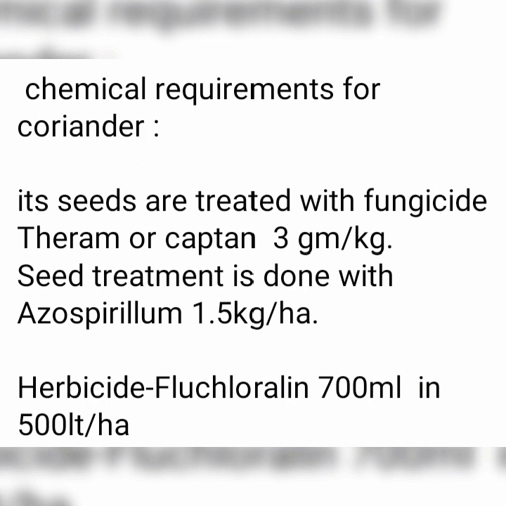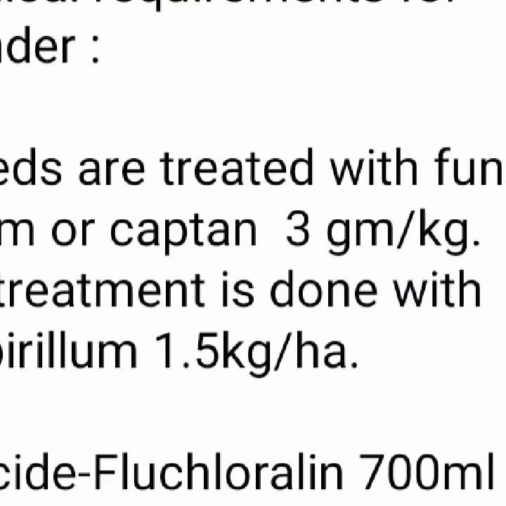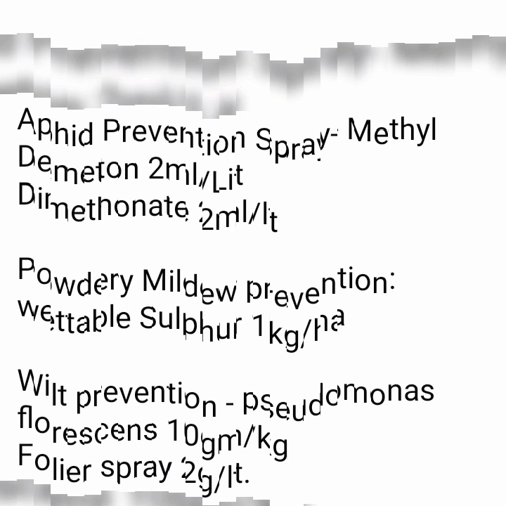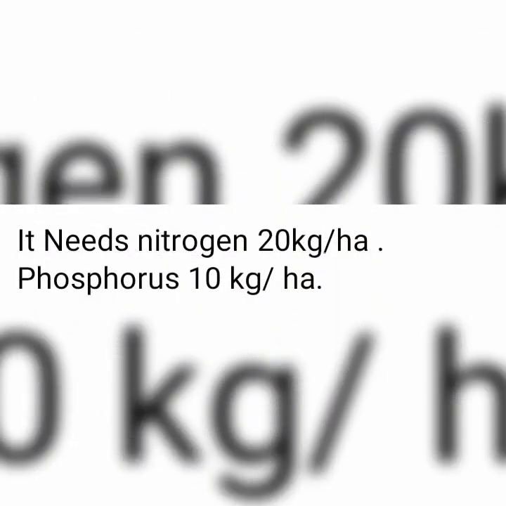Seed treatment is done with azospirillum 1.5 kilogram per hectare. Herbicide for coriander is fluchloralin 700 ml in 500 liter per hectare. For aphid prevention, spray is done, that is with methyl demeton 2 ml per liter or dimethoate 2 ml per liter.